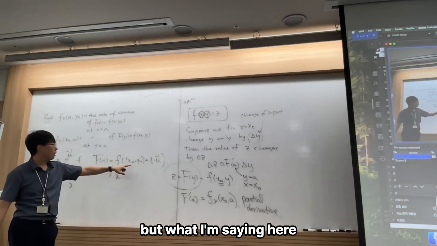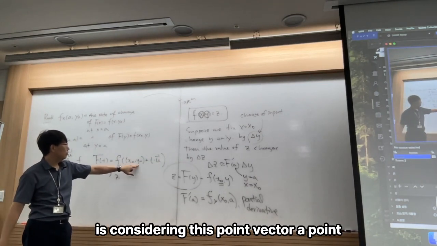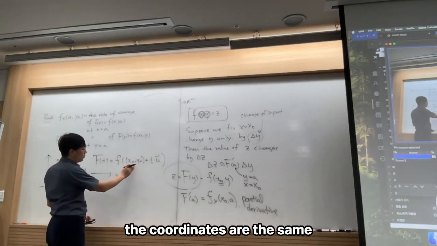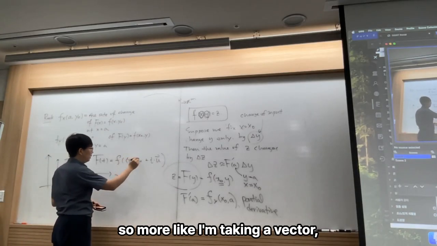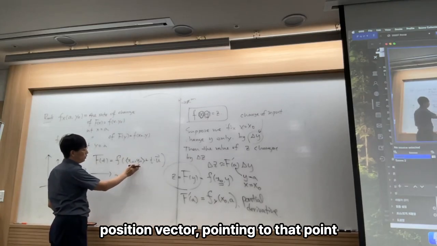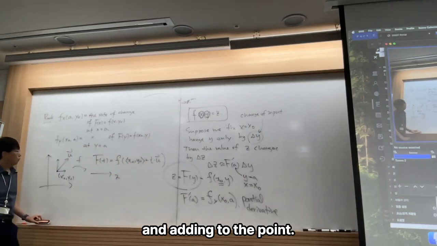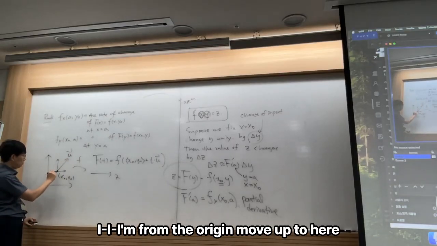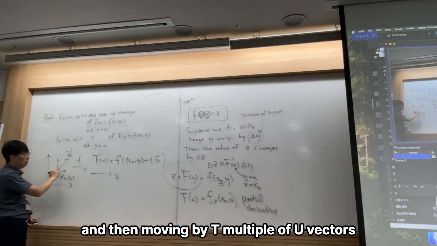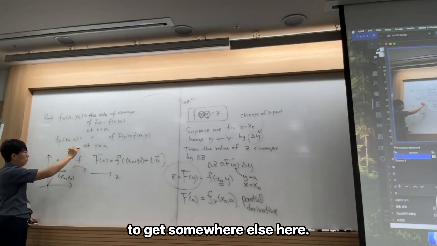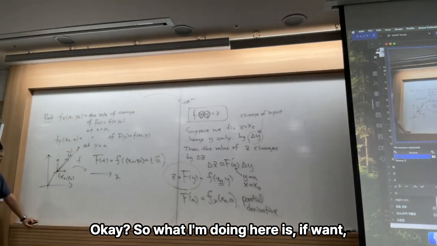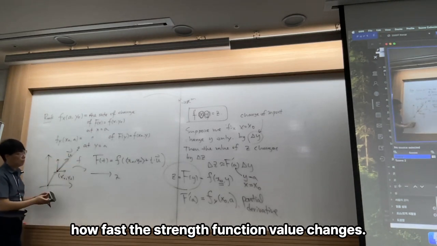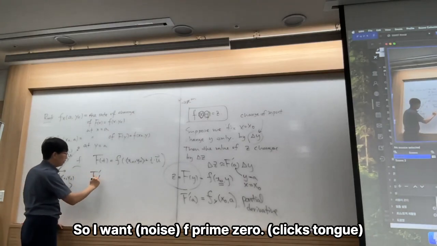Okay, so here I'm adding a point with a vector. Doesn't really make sense, but what I'm saying here is considering this point almost as a position vector, because the coordinates are the same. So more like I'm taking a position vector pointing to that point and adding another vector. So from the origin, I move up to here, and then move by t multiples of the u vector to get somewhere else. So if I change a little bit in this direction, how fast does the function value change? So I want f prime at 0.